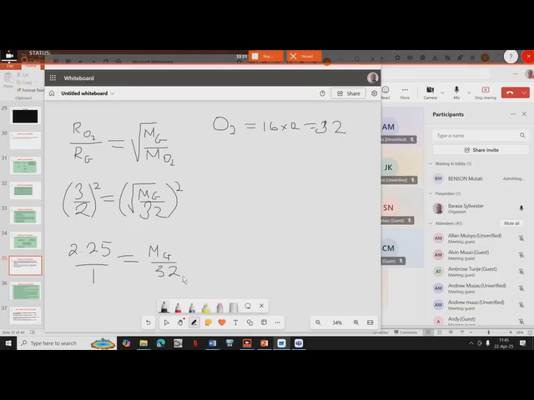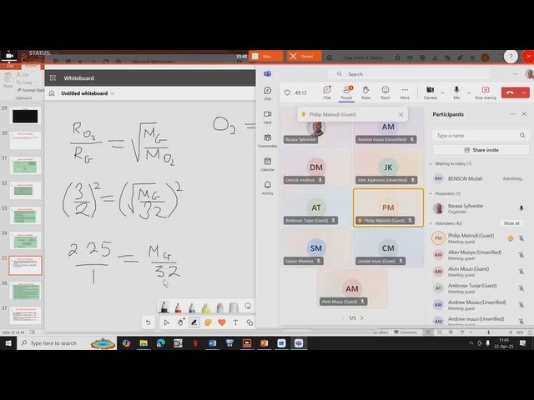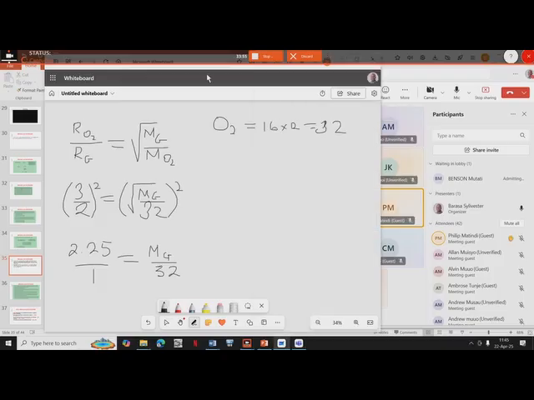mg over 32. So can we get mg? Can we get the mass of gas G? So we are going to cross multiply here and then we divide. Cross multiply. There is no even division here.